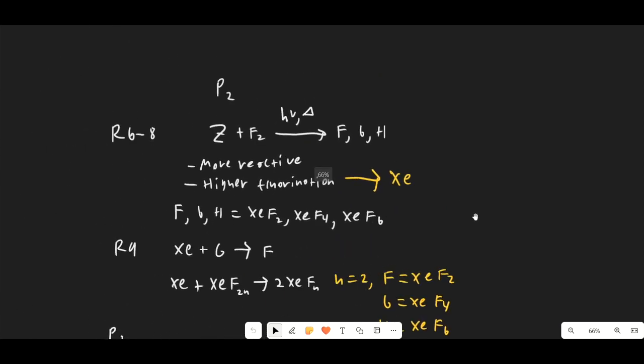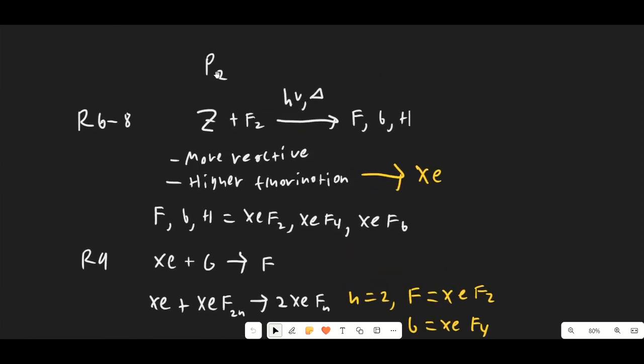So now that we have gone ahead and actually moved through the entire first paragraph, we can start working on the second paragraph here, which is when we start looking at element Z. So notice that Z, we're reacting it with F2 again, and we're doing this with ultraviolet light and heat, which is pretty strong conditions, but they're considerably weaker than using electricity to just force the reaction to happen. So we know that Z is going to be more reactive than krypton.